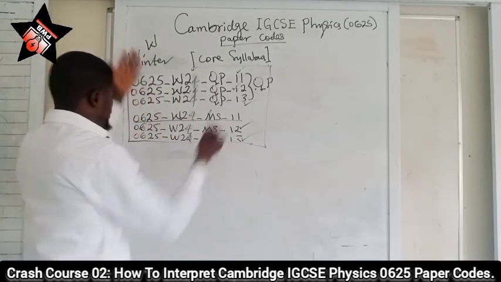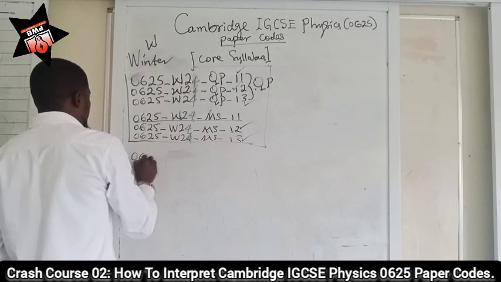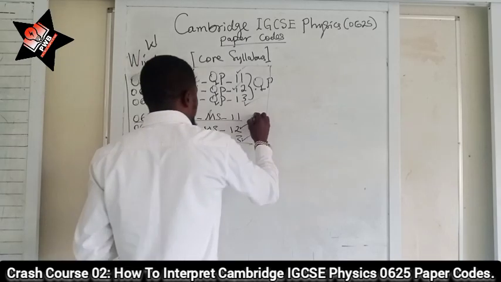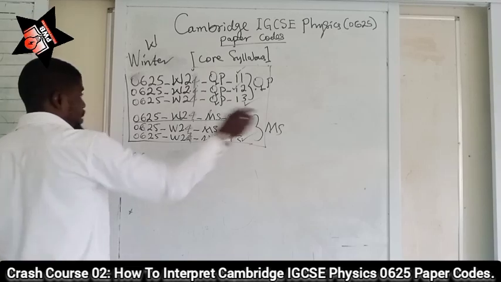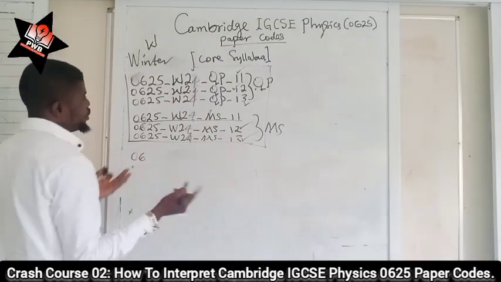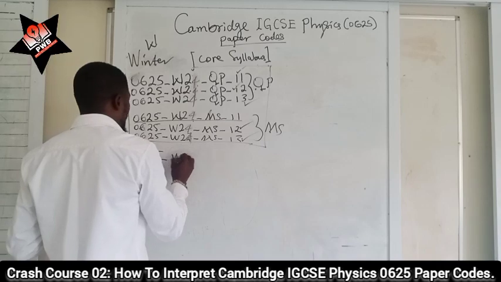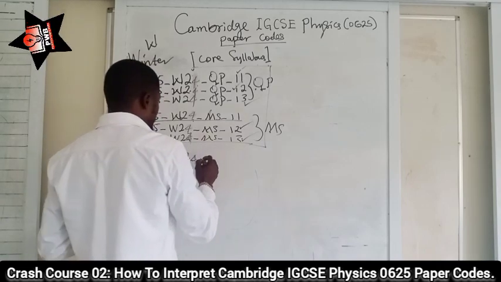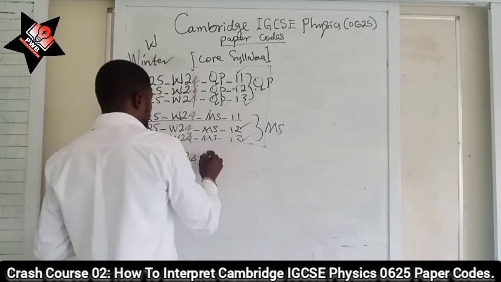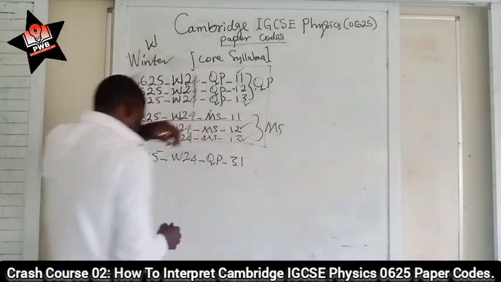Paper 3, which is the theory, you have 0625 W24 question paper 31. So this is for the marking scheme.